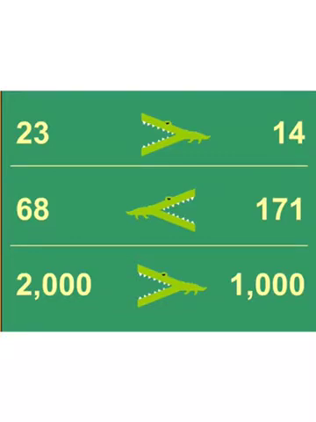Again, here we see our alligator in action. We have 23 is greater than 14. The alligator is trying to eat 23. Here we have 68 is less than 171, and the alligator is facing the greater number over here. Then down here we have 2,000 is greater than 1,000. Now the alligator is facing this way, so he's trying to eat the greater number.